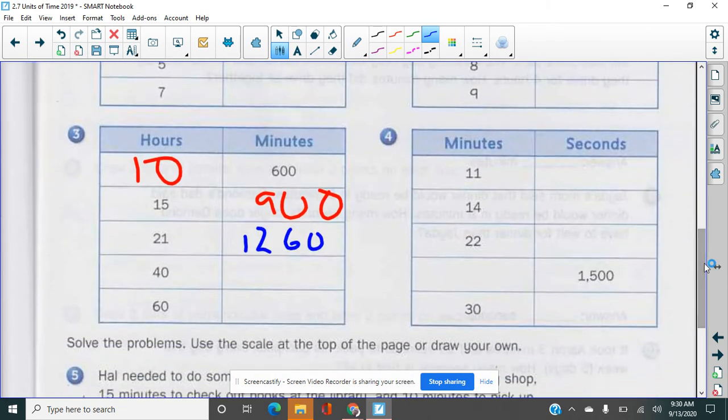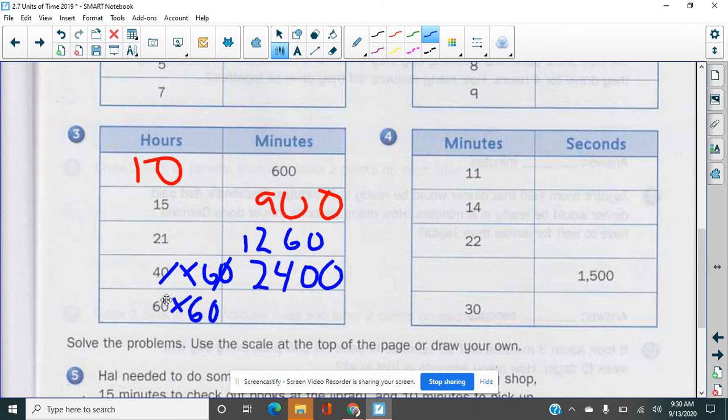Okay. What I can also do is use that shortcut that we've been talking about just a little bit in our mental math, right? 40 times 60, I'm going to cross off the 2 zeros. 4 times 6 is 24. And then if I cross off 2 zeros, I have to put 2 zeros back. Same thing here, 60 times 60.